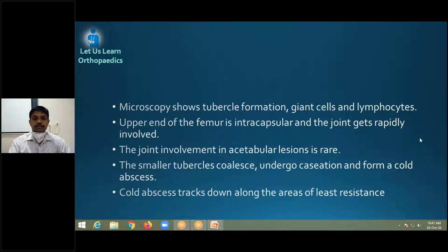But if the upper end of the femur is involved, then the joint destruction is very rapid, and cold abscess is very common. Why do they use the term cold abscess in tuberculosis? Because the inflammatory phenomenon is a chronic and insidious process. There are no acute changes like in a septic abscess. So it will be a cold abscess which tracks along the area of least resistance. So we will see what are the areas where this cold abscess will track.